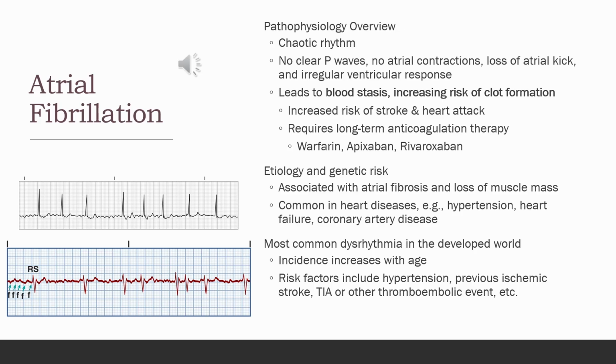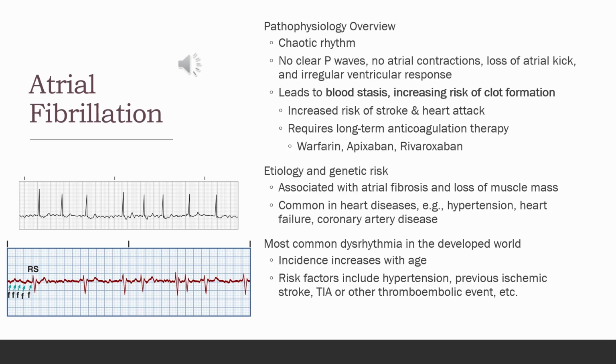Because of this, just kind of think about if you were being electrocuted from all over, you would quiver, right? So this causes the atria to start to quiver rather than to contract effectively. So this causes a loss of that atrial kick. So we don't have a distinct P wave on the ECG, and instead we have an irregular ventricular response.